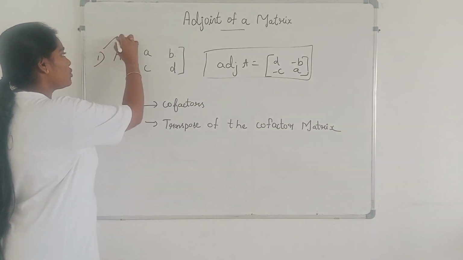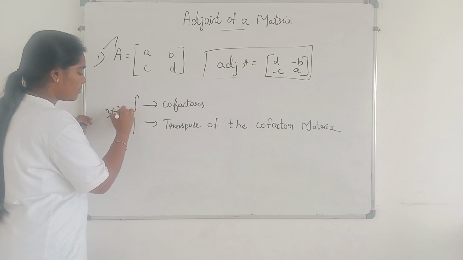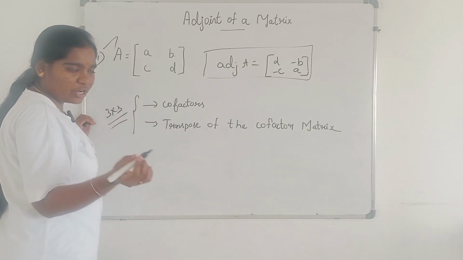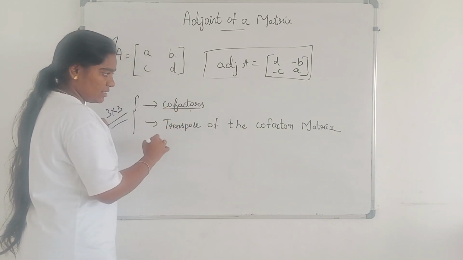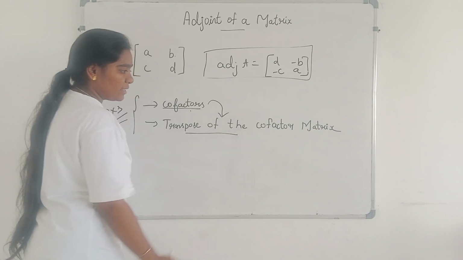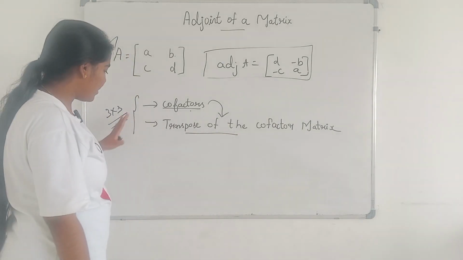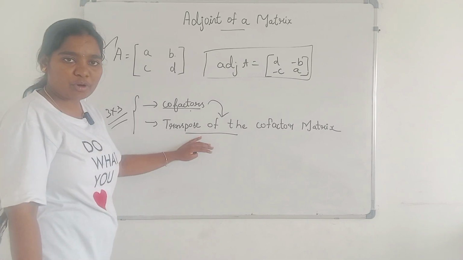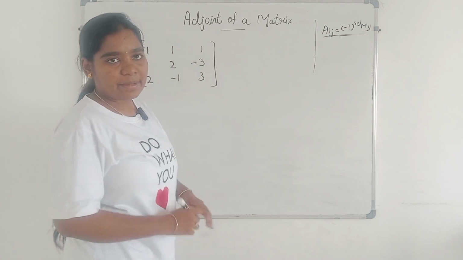This is for a 2 by 2 matrix, and this concept is for a 3 by 3 matrix. So for finding the adjoint of a 3 by 3 matrix, first you have to find the cofactors, and next you have to take the transpose of the cofactor matrix. That's what your adjoint is for a 3 by 3 matrix. Let us do a problem based on this concept. Now we are going to find the adjoint for a 3 by 3 matrix.